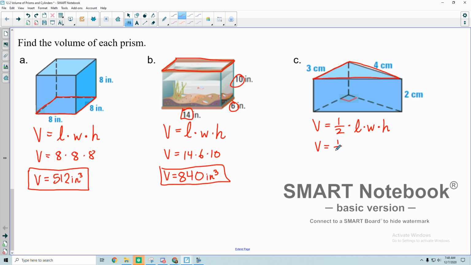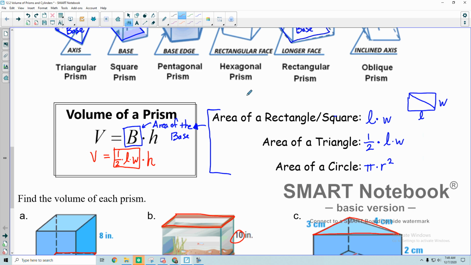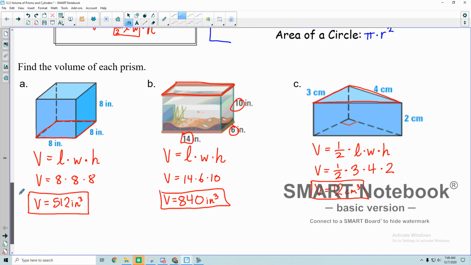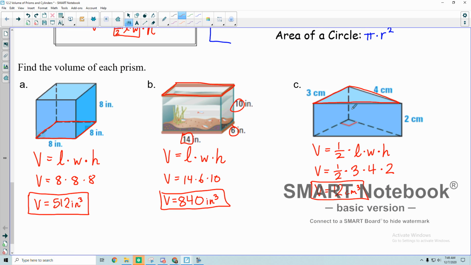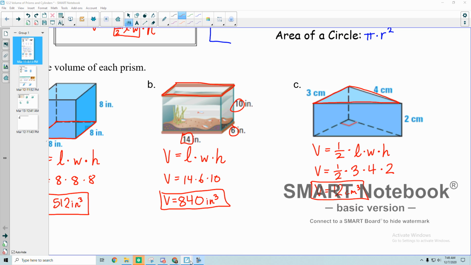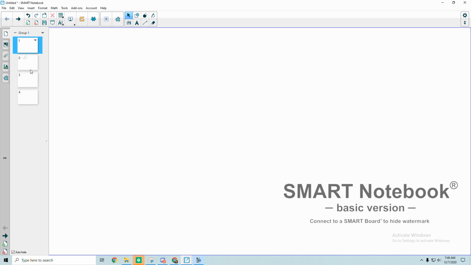So let's go ahead and do that. So 1/2 times length times width times height. Just multiply all three of those numbers together. Make sure we have that 1/2 there as well. So 3 times 4 times 2, get 24. Divide that in half, and I get 12 centimeters cubed. Awesome. Okay, so that would be your setup to find the volume of squares, rectangles, and triangular prisms. We're going to take a last little look at some word problems now. So let's go ahead and go over to those.